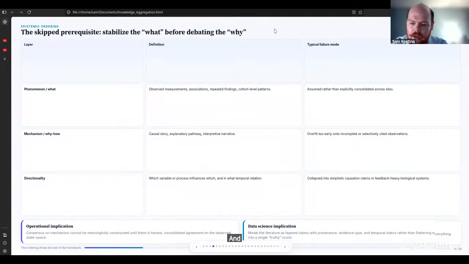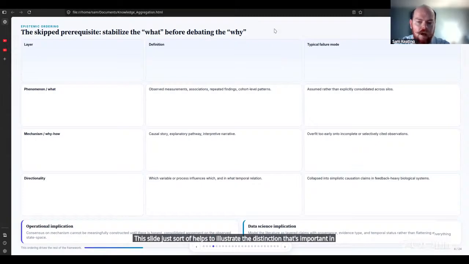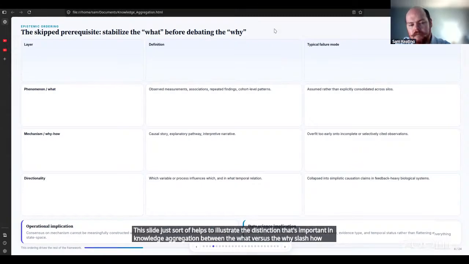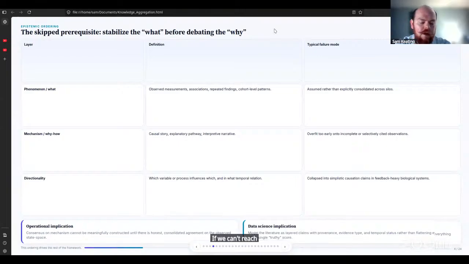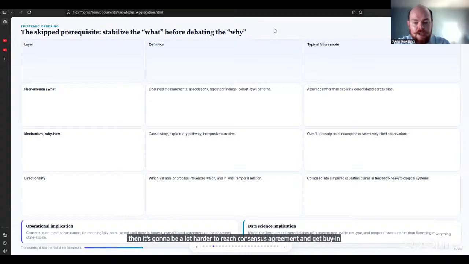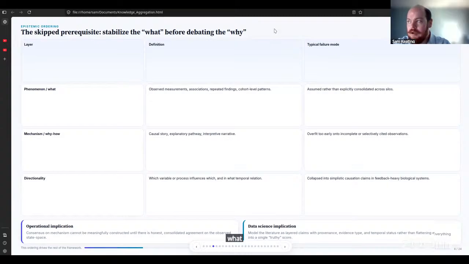And there's also this framework. So this slide just sort of helps to illustrate the distinction that's important in knowledge aggregation between the what versus the why/how. If we can't reach consensus, confident-level agreement of what happened, then it's going to be a lot harder to reach consensus agreement and get buy-in towards proceeding on what to do about it, let alone why or how did it happen.